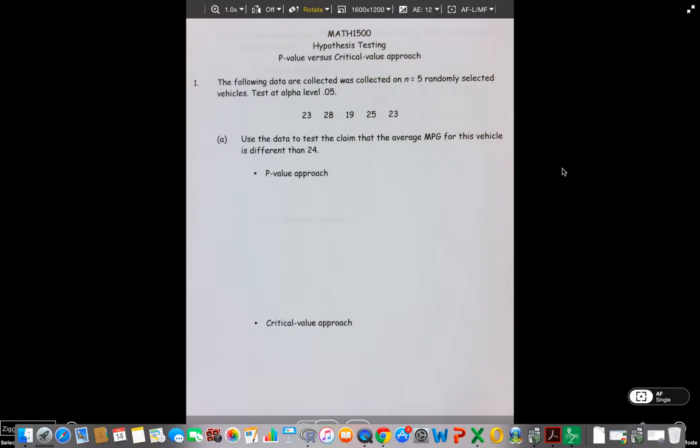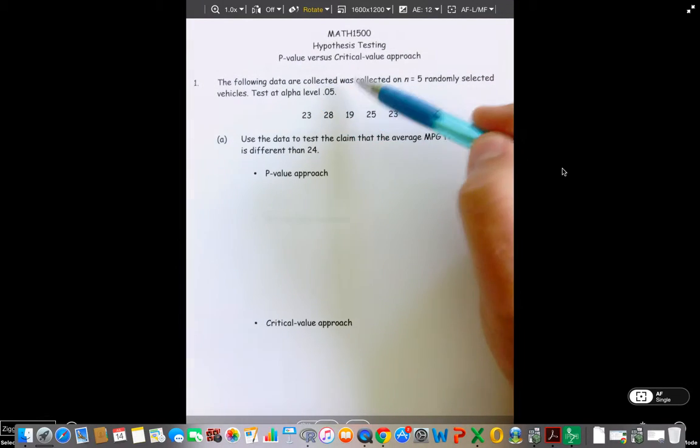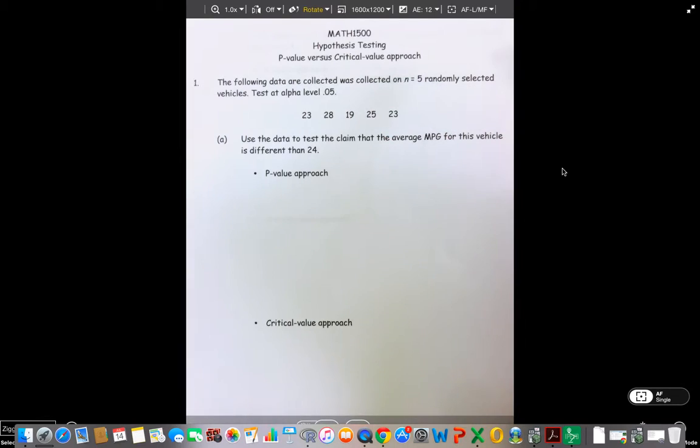All right, so the following data are collected on... What? The following data was collected. Okay, obviously there's a grammatical error there. But anyway, it looks like we got 5 randomly selected vehicles. And these are miles per gallon for 5 vehicles.